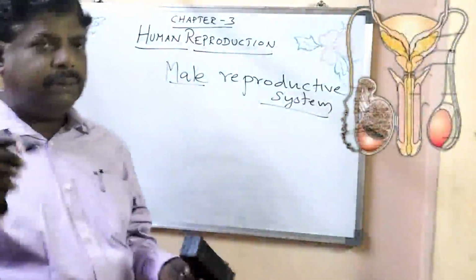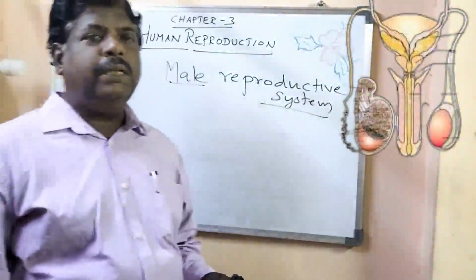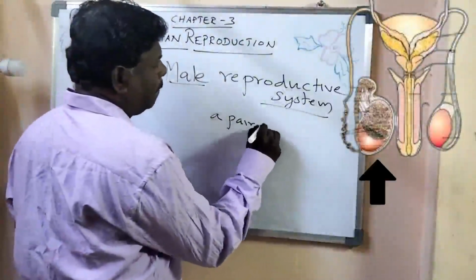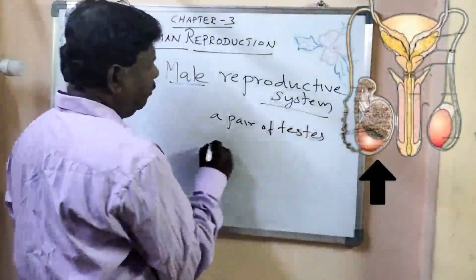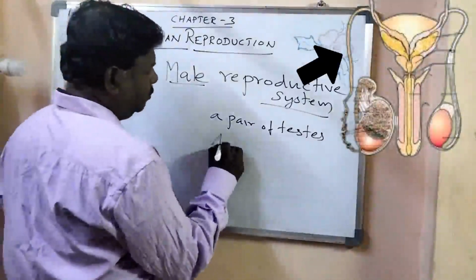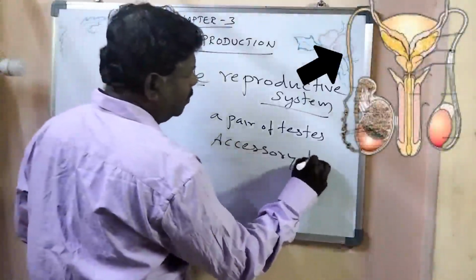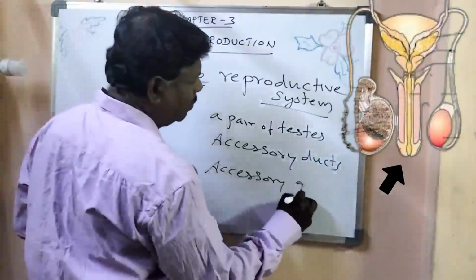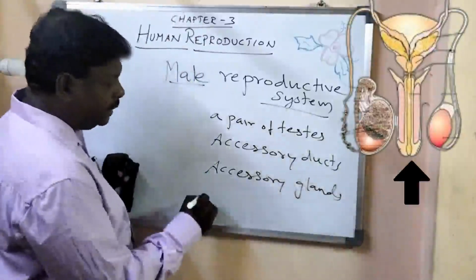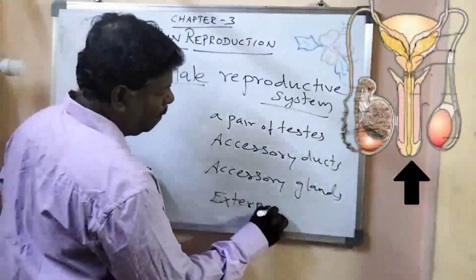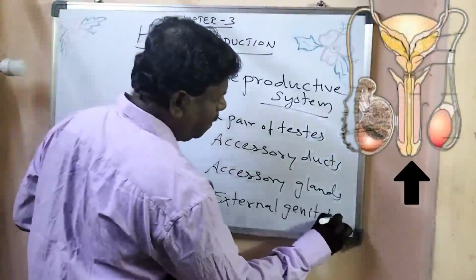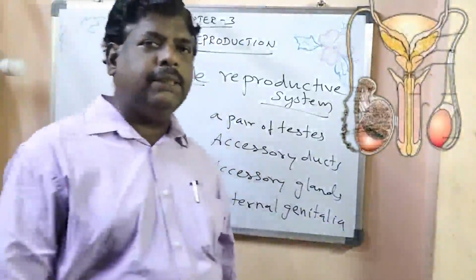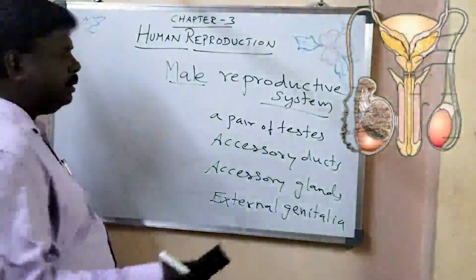The male reproductive system. You all know that these are the following parts: a pair of testes, then accessory ducts, accessory glands, and the external genitalia. So let us see one by one.